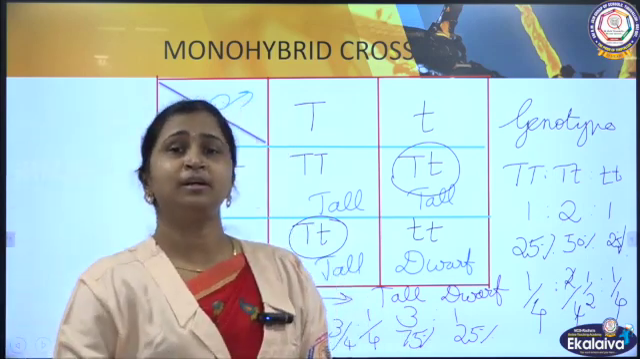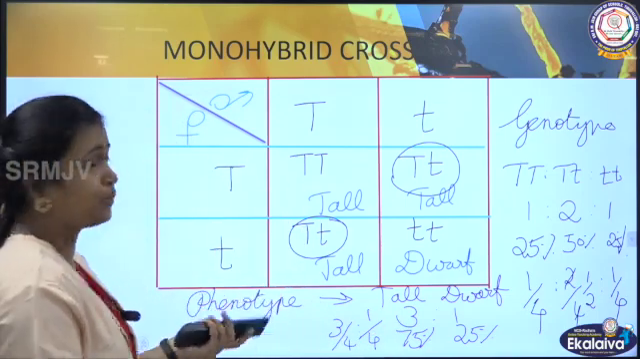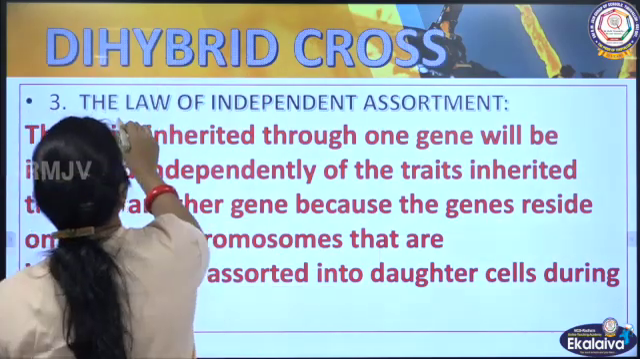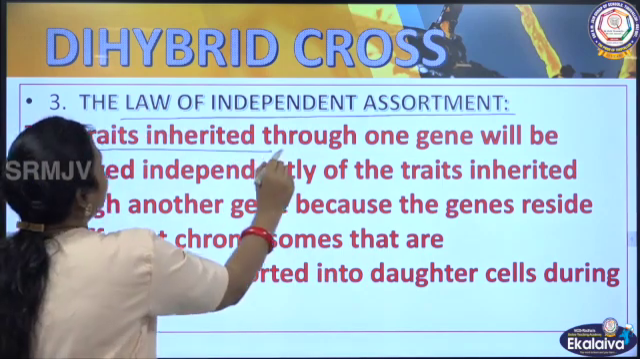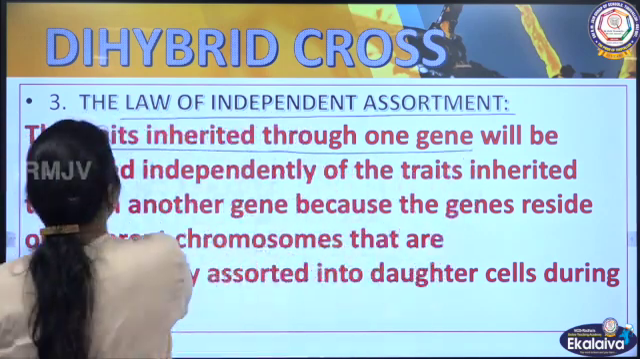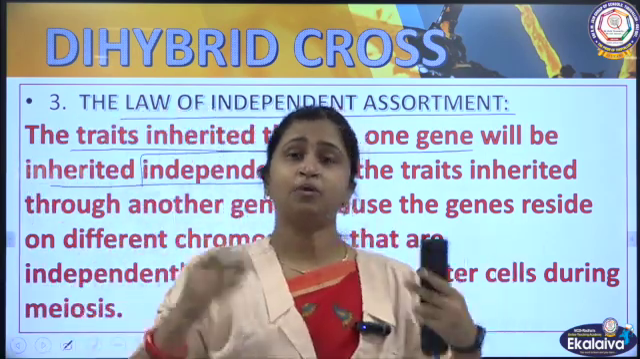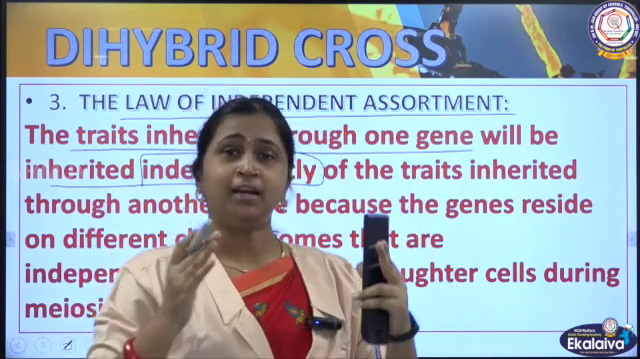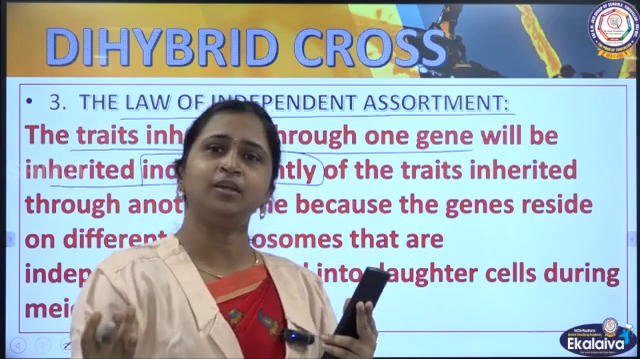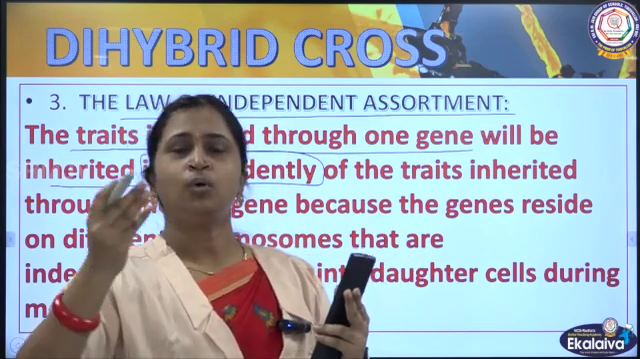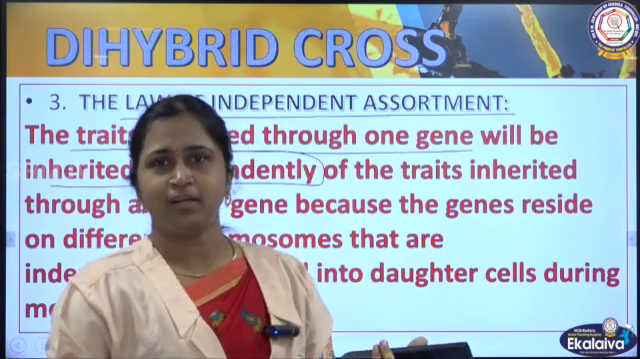What is the next cross? Dihybrid cross. Once you know this clearly, dihybrid will be very, very easy for you. It obeys the law of independent assortment. So what is independent? The traits inherited through one gene will be inherited independently. Trait means the character. Suppose I take the color of the plant, and another trait, the size of the plant. 2 traits I am taking. Both the characters will show their presence independently, not depending on the other.